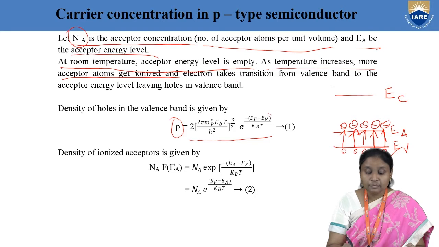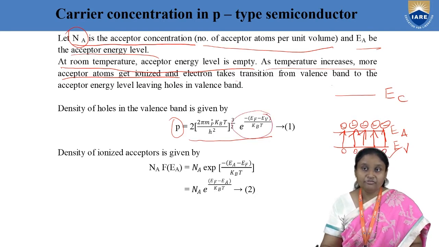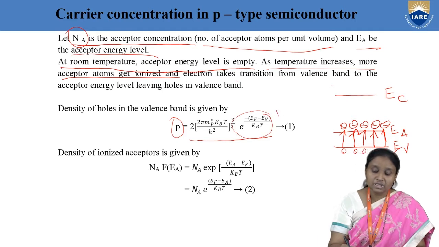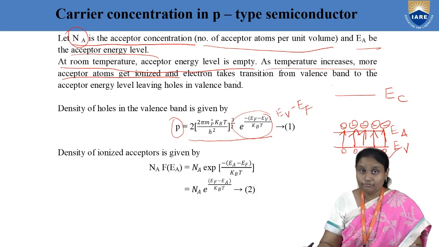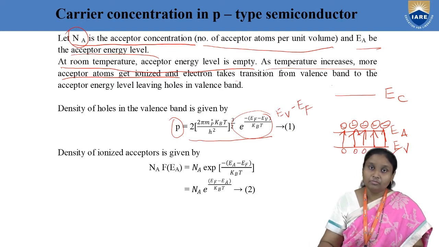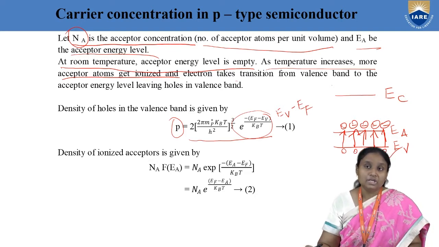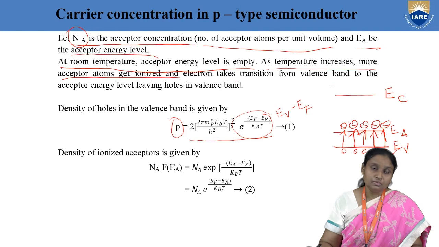Now as you can see, exponential of, so what is present here? Minus of (EF minus EV), which can also be written as (EV minus EF) by kBT. And what is our EV? EV is the topmost level of the valence band, and EF is our Fermi energy level. Already we have defined the Fermi energy level, whose location and definition vary with temperature and also with the material.